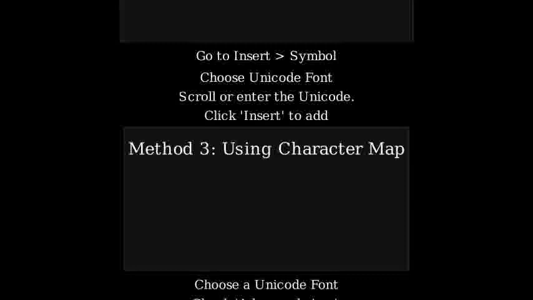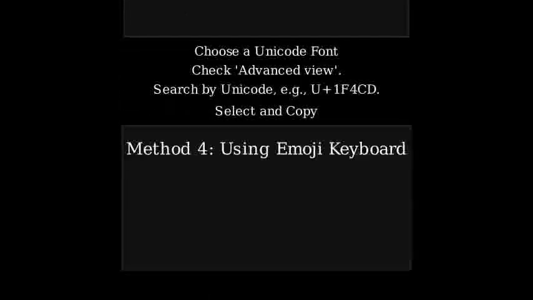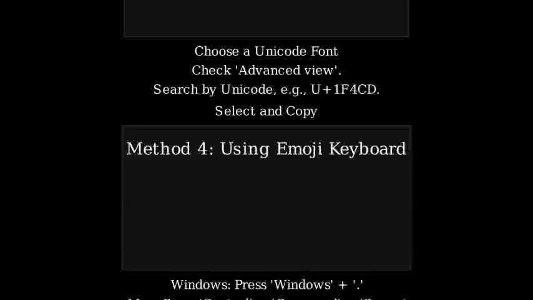Now we have method 4, using the emoji keyboard. For software that supports emojis, you can use a quick keyboard shortcut. On Windows, press Windows plus period or Windows plus semicolon to open the emoji panel and search for the location pin. On Mac, press Control+Command+Space to open the emoji keyboard and search for the location pin.